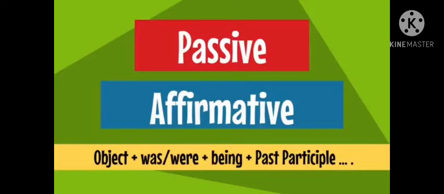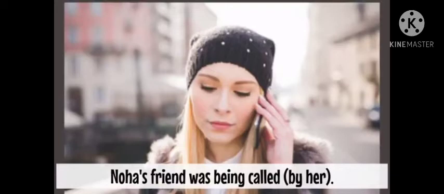When we change the voice from active to passive, we should consider the subject and the object. The sentence structure is this: the object of the active voice, then was with the singular subjects and were with the plural subjects, then being, followed by the past participle form of the verb. For examples, Noha's friend was being called by her. The wounded man was being helped by some boys.